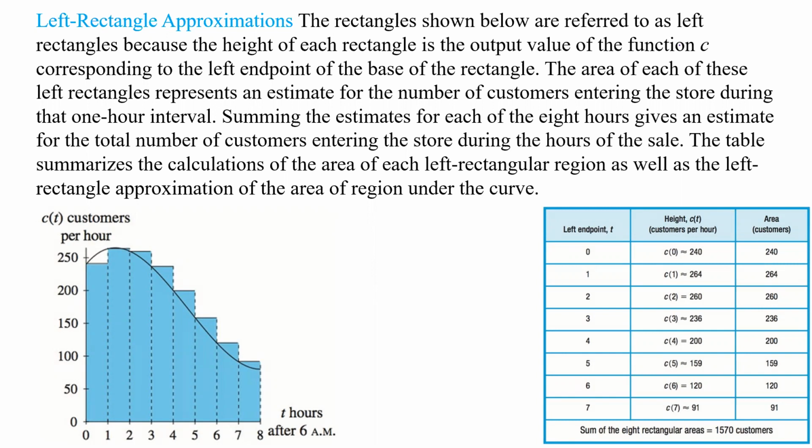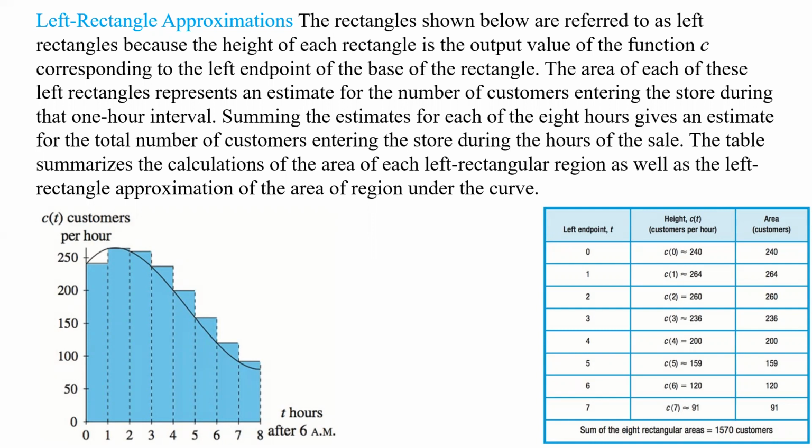Now the area of each of these left rectangles represents an estimate for the number of customers entering the store during that 1 hour interval. Each one of these hours, we're breaking the rectangles into 1 hour intervals down here, as you can see. Then we sum all those estimates up for each of those 8 hours, and that gives us an estimate for the total number of customers entering the store during the hours of sale. Now, the table summarizes the calculations of the areas of each of the left rectangular regions, as well as the left rectangle approximation of the area of the region under the curve.